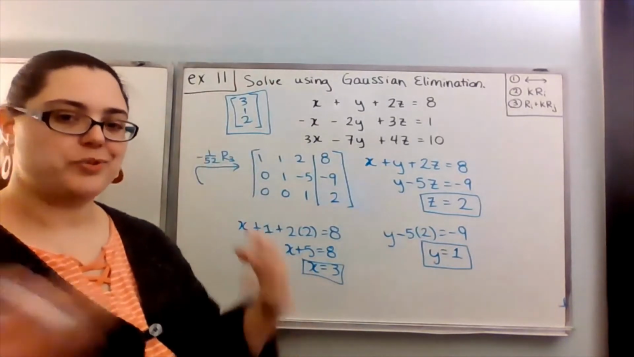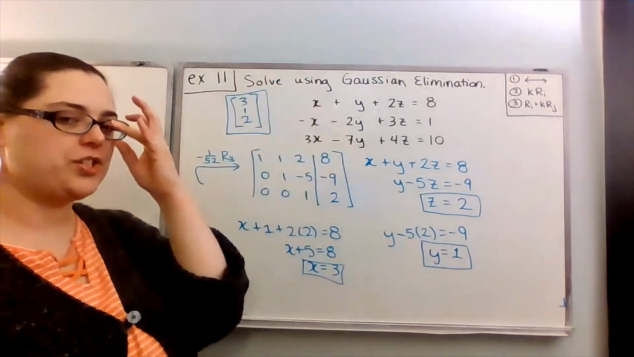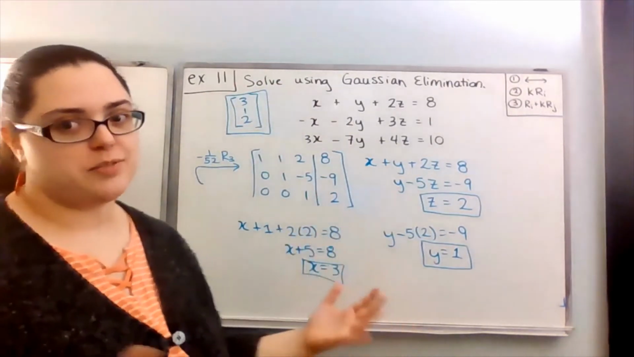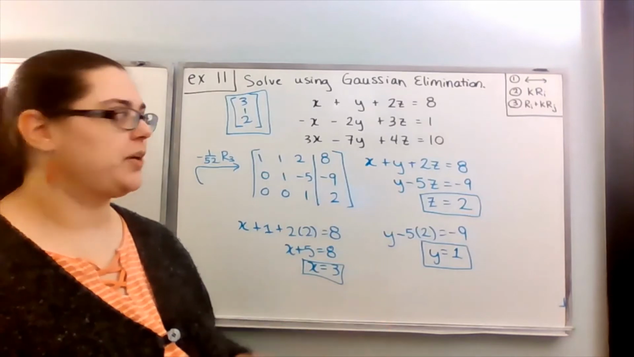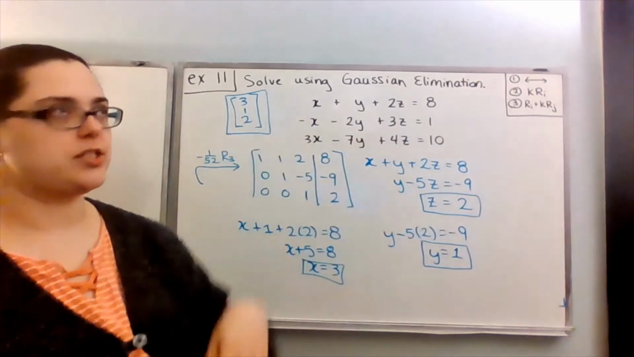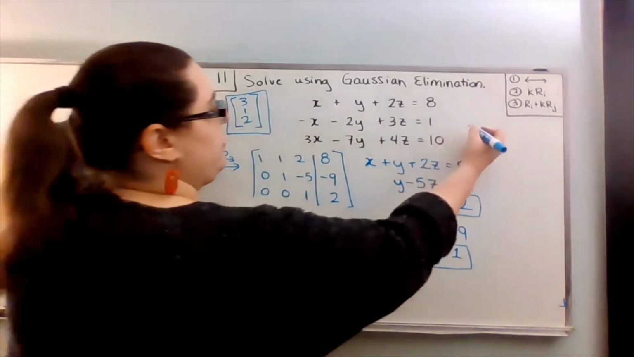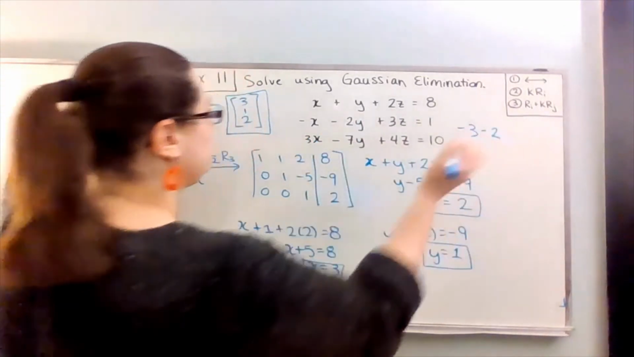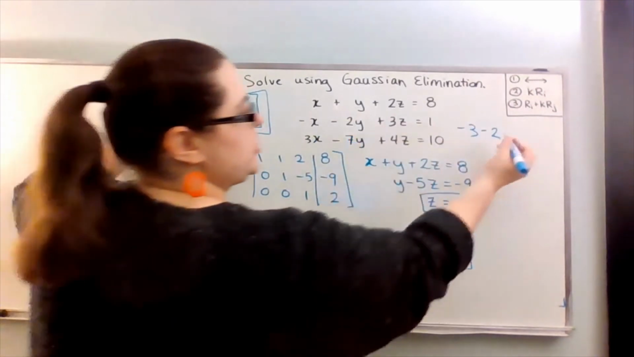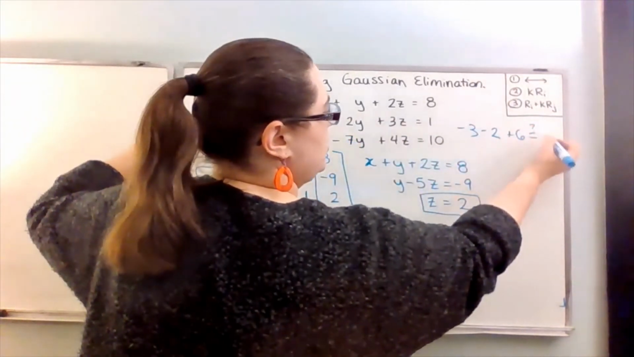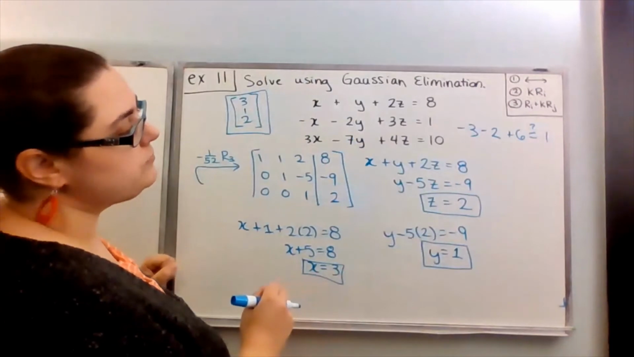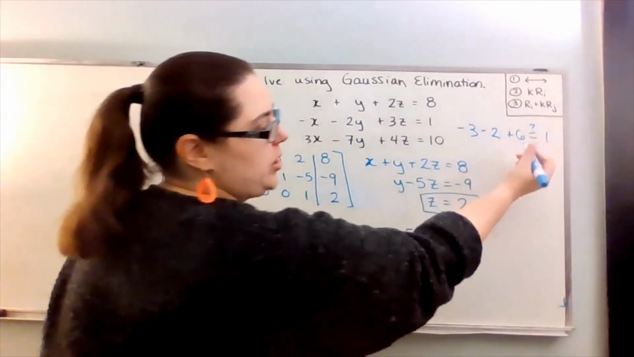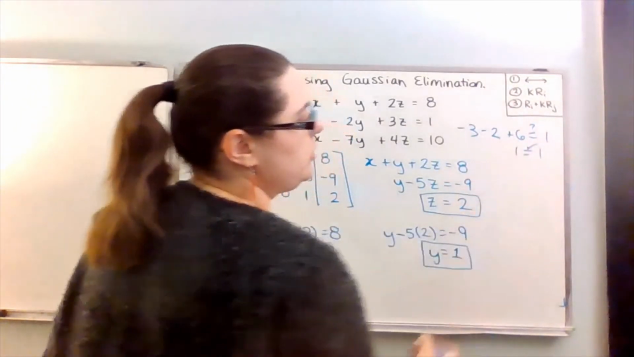If I wanted to check, I would just substitute that into all 3 of my equations and it should work out. Just as practice, let's substitute it into 1. You can check the other 2 on your own. I'm going to throw it into the second equation, see what I get. So we get negative 3 minus 2 times 1, which is 2, plus 3 times 2, which is 6. Does that equal 1? Well, negative 3 minus 2 is a negative 5, plus 6 indeed gives us a 1. Hooray!